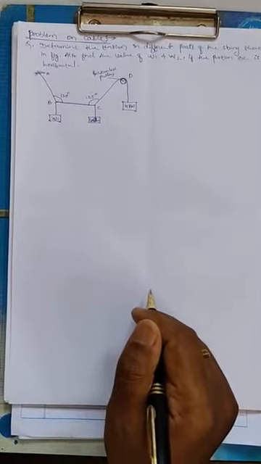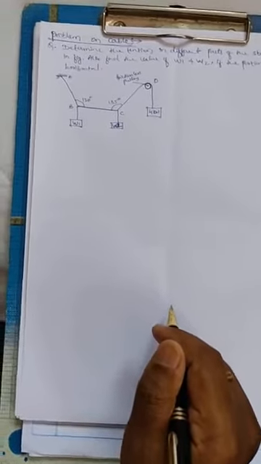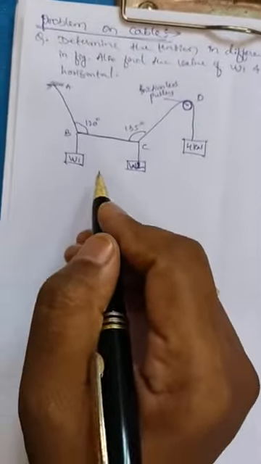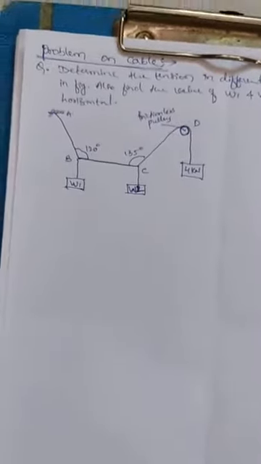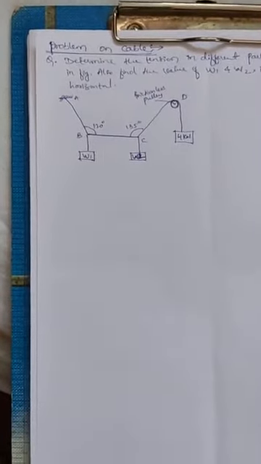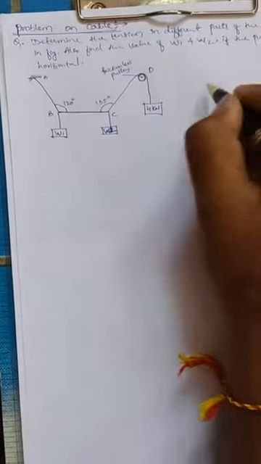So to keep the portion BC horizontal, what should be the values of W1 and W2 we are supposed to calculate here. Okay, to solve this, first we need to draw the free body diagram. Can you guess how many joints we have for this particular figure? So again we can say only two, that is B and C. So let us try to draw the free body diagram first.